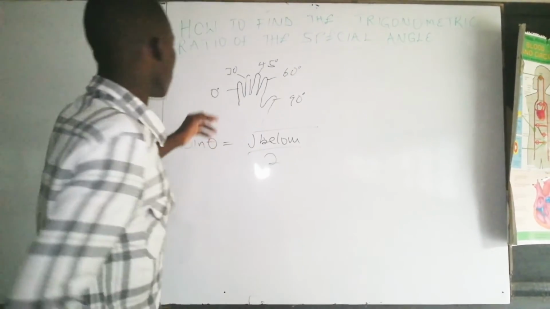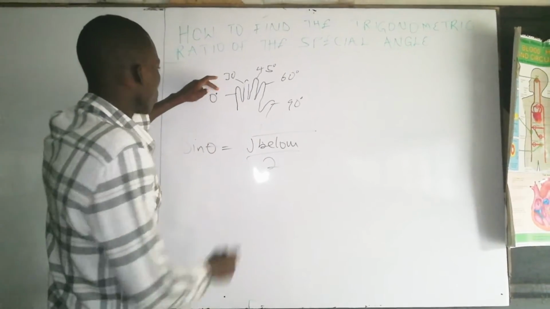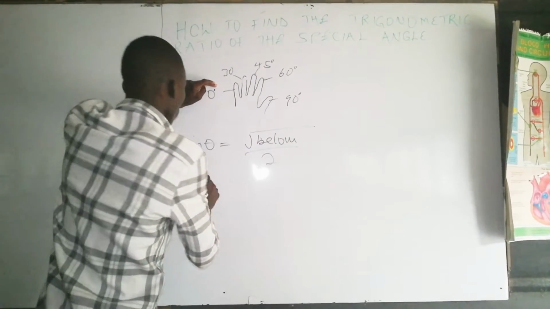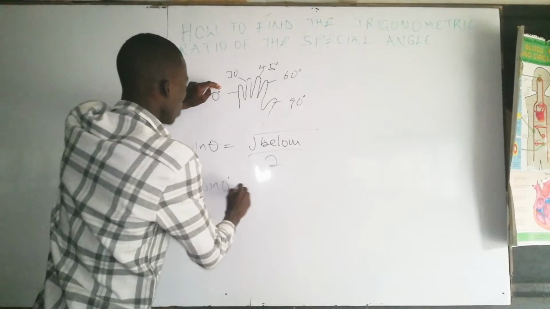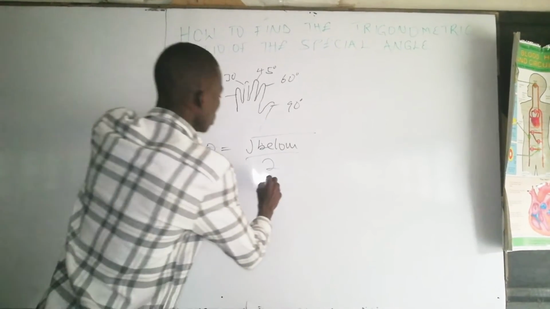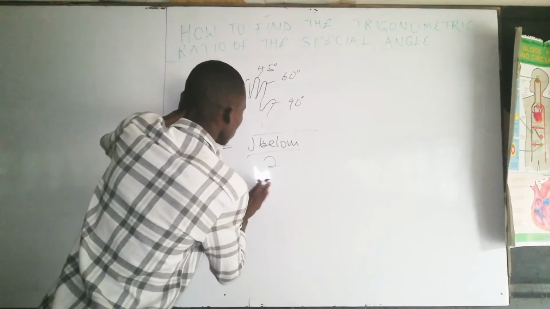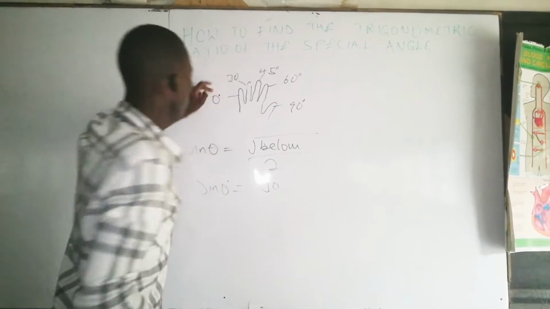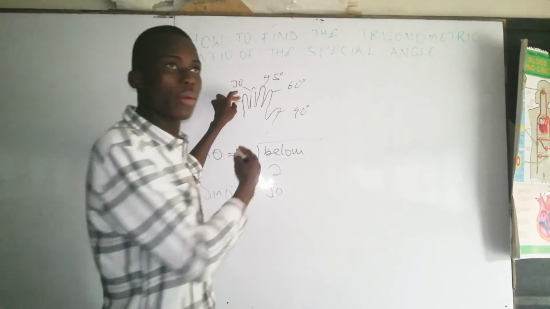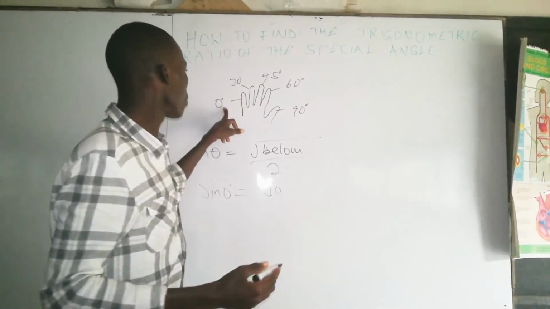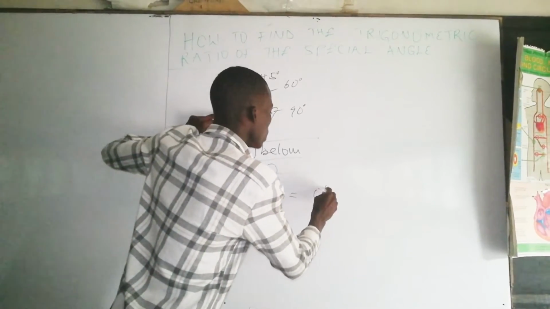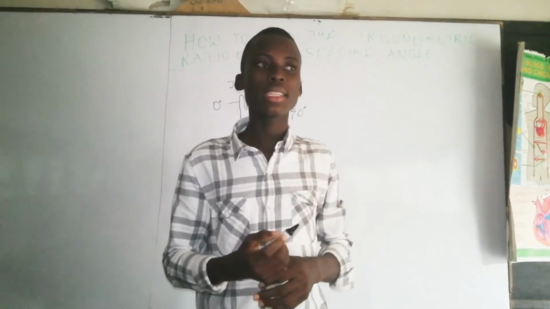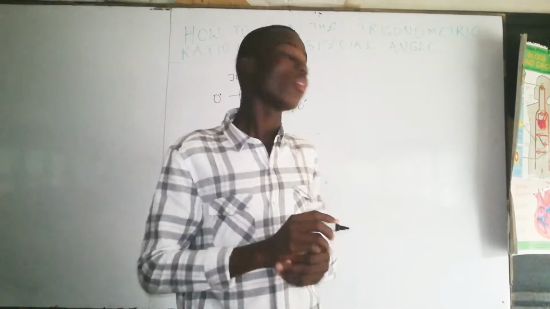To find sine 0, the root of below will be 0, because if you pick this finger, there is no finger below it. So we take sine 0 to be root 0 over 2, which is 0. So our sine 0 is 0.